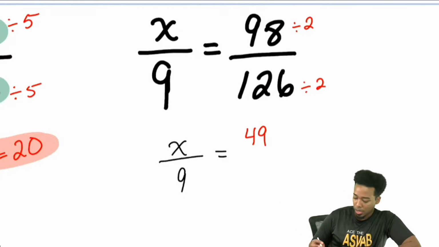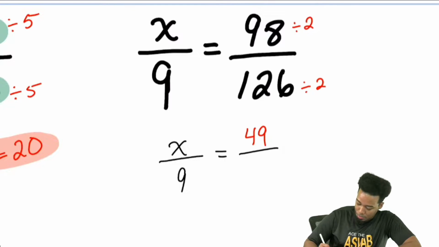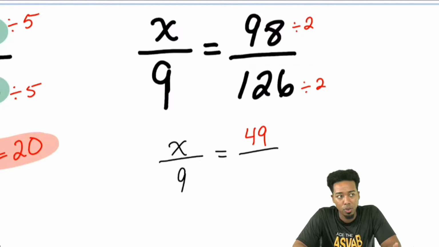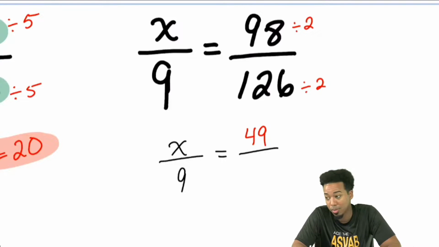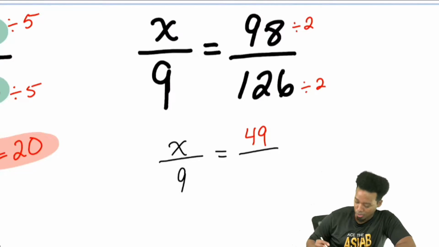Up next, 126 divided by 2, everybody. Well, that's the same thing as 120 plus 6. 120 divided by 2 is 60. 6 divided by 2 is 3. 60 and 3 makes 63.